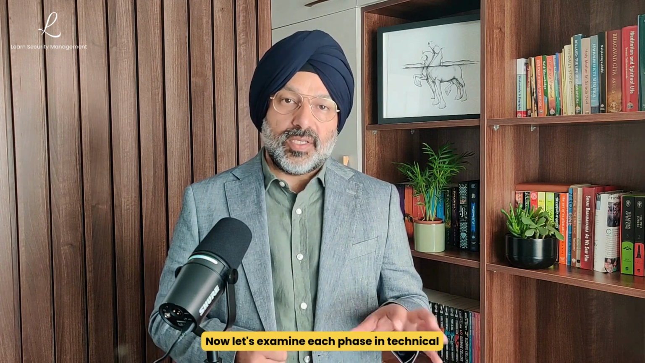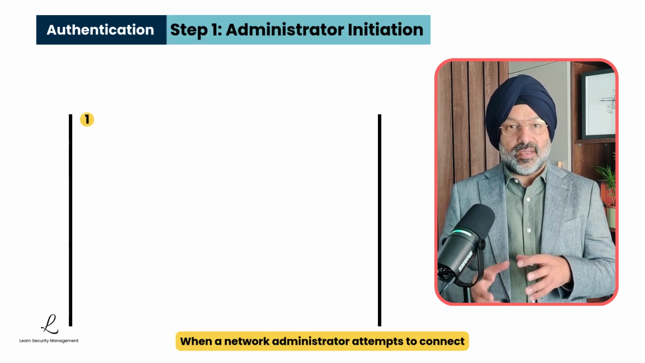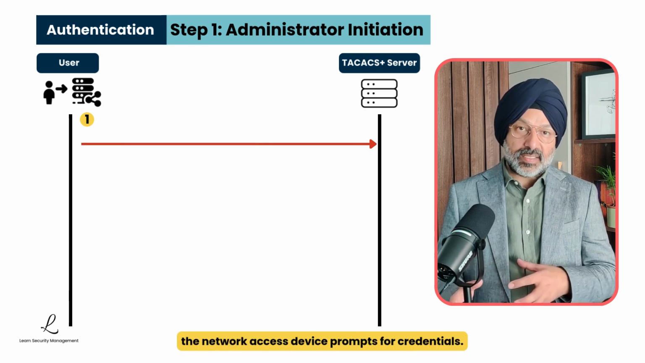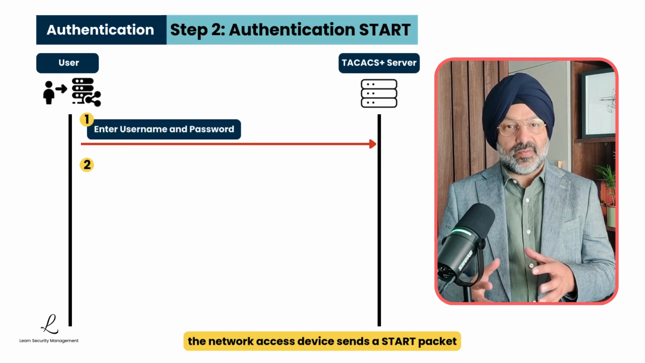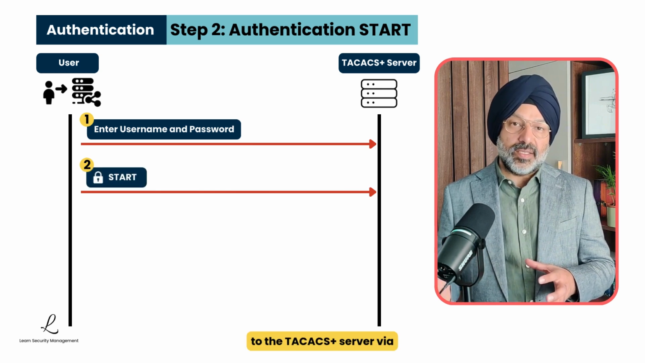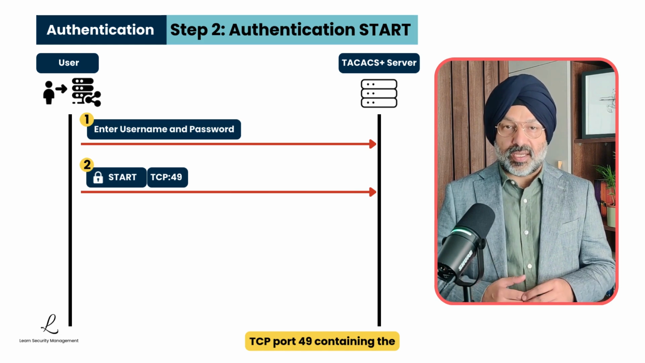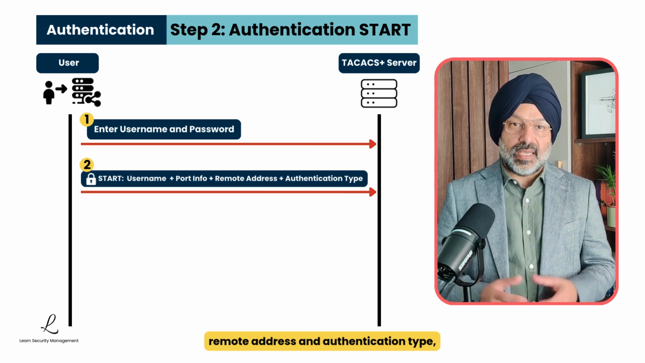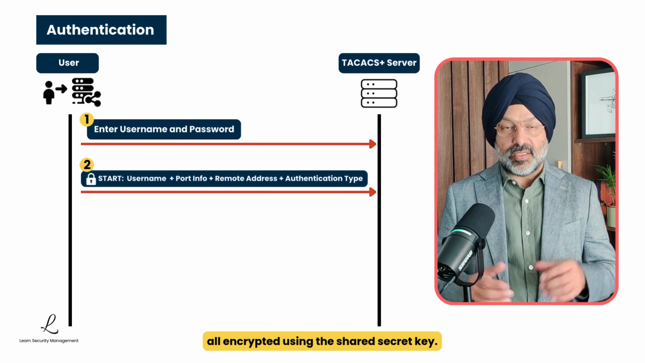Now let's examine each phase in technical detail. The authentication process begins in step 1. When a network administrator attempts to connect to a network device, the network access device prompts for credentials. In step 2, the network access device sends a start packet to the TACACS Plus server via TCP port 49 containing the username, port information, remote address, and authentication type, all encrypted using the shared secret key.